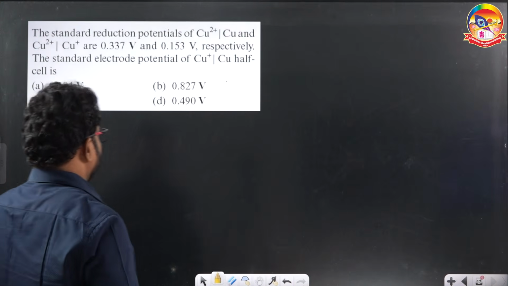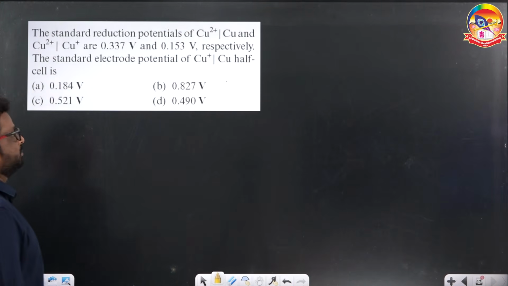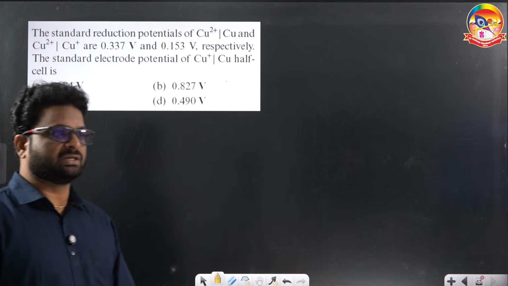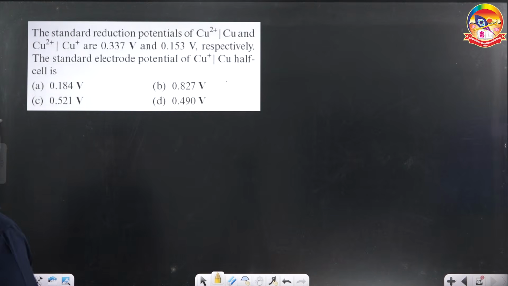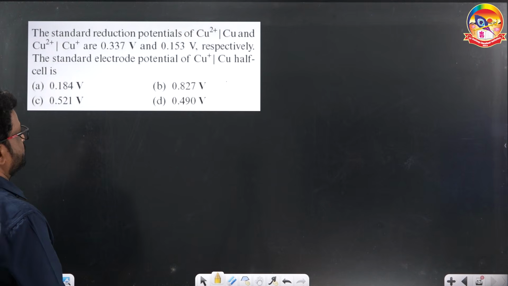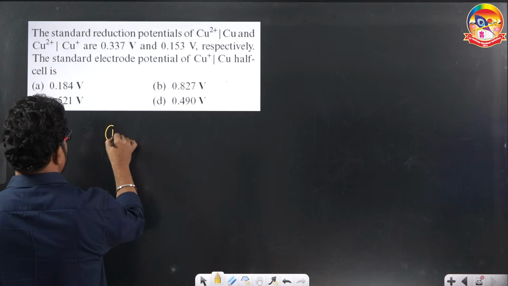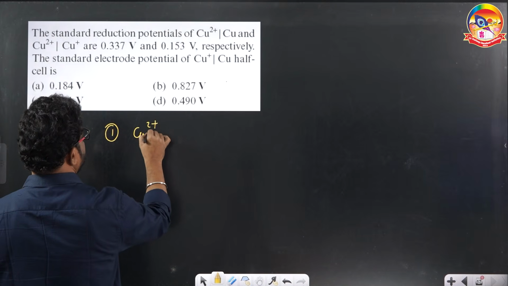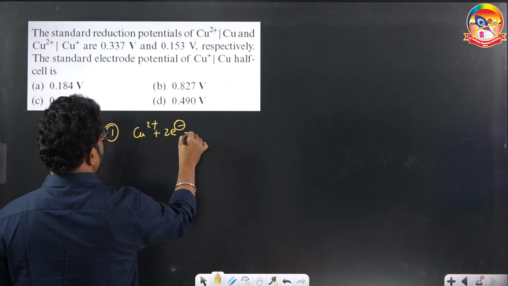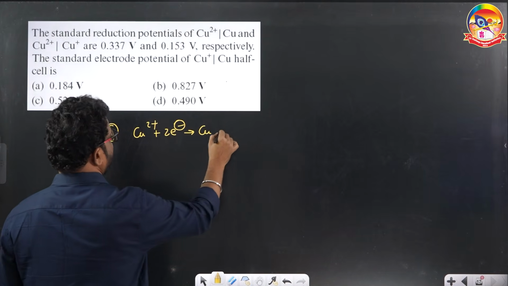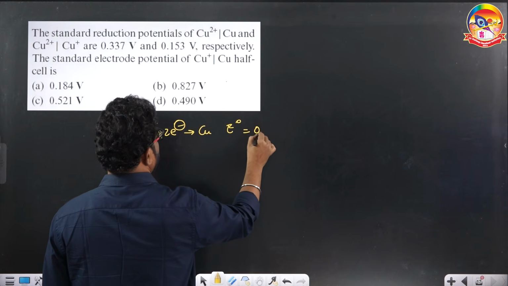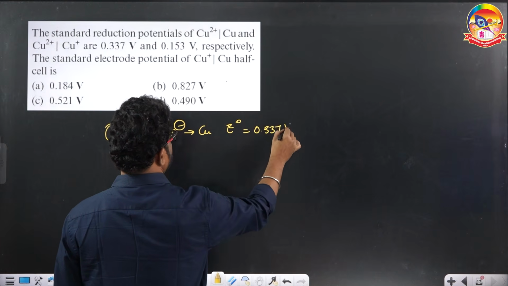So at last we have another important model of question based on electrochemical series. Let us solve this and close the session. Standard electrode potential for Cu2+ to Cu is given. That means the corresponding reaction for the first case is Cu2+ plus 2 electrons gives rise to Cu. For this E0 is 0.337 volts.